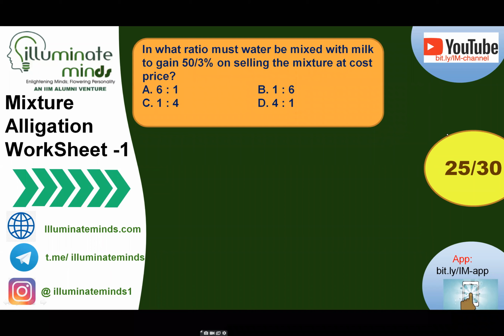Next one. In what ratio must water be mixed with milk to gain 50/3% on selling?